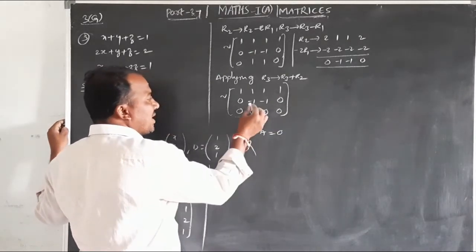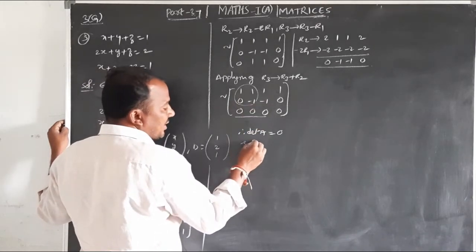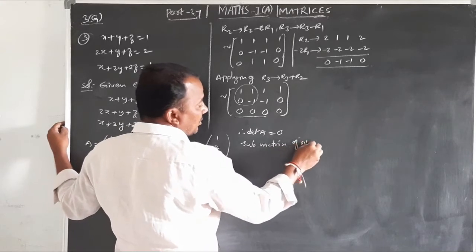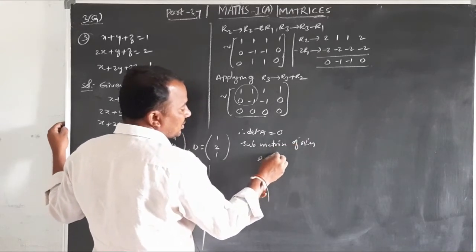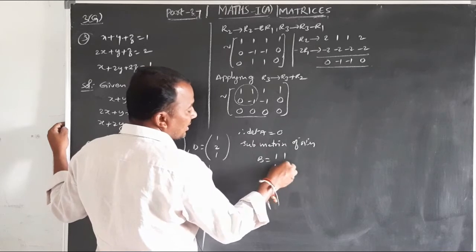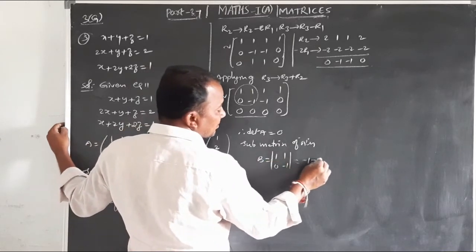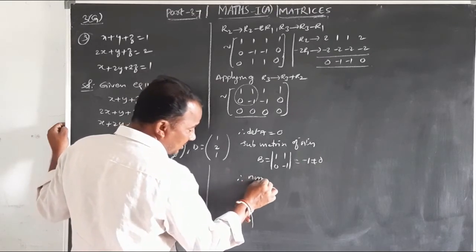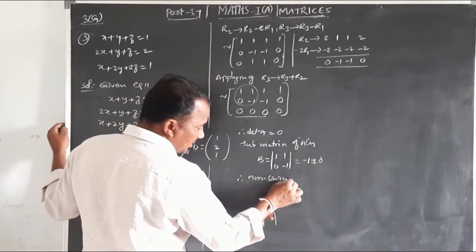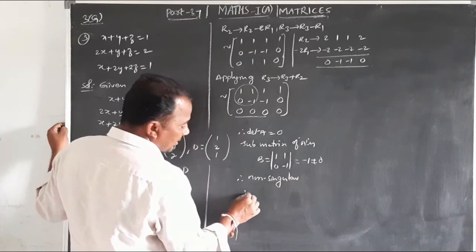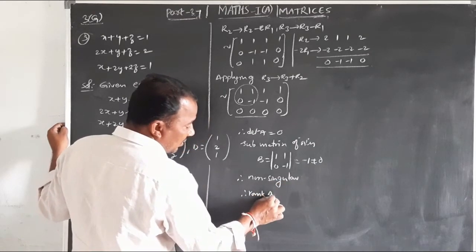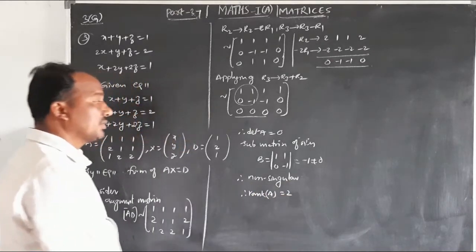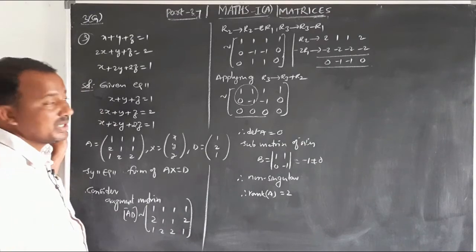So take a submatrix of A. The submatrix of A is 1 1, 0 minus 1. Its determinant equals minus 1, which is not equal to 0. It is non-singular. So the 2 by 2 submatrix is non-singular, and the rank of A equals 2.